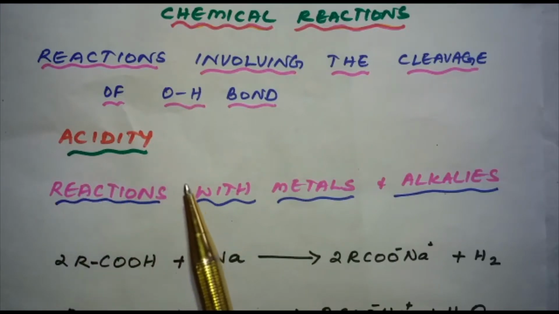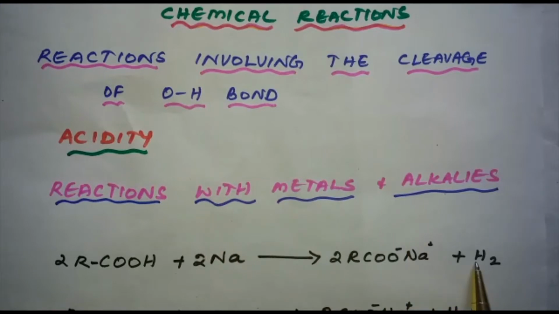Carboxylic acids, like alcohols, evolve hydrogen with electropositive metals and form salts with alkalis, similar to phenols. Unlike phenols, they react with weaker bases such as carbonates and hydrogen carbonates to evolve carbon dioxide. This reaction is used to detect the presence of a carboxylic group in an organic compound.